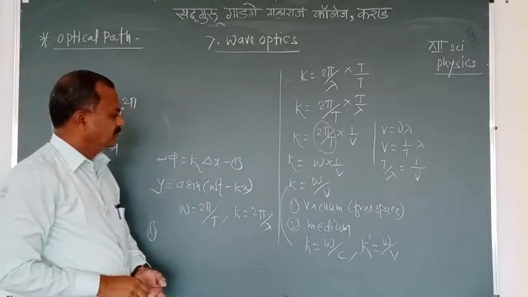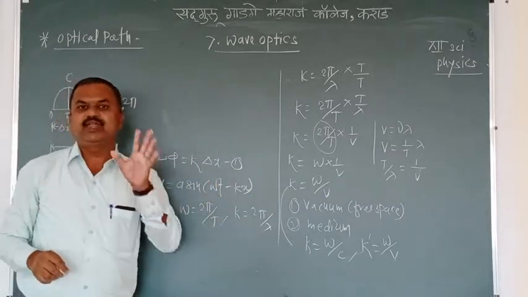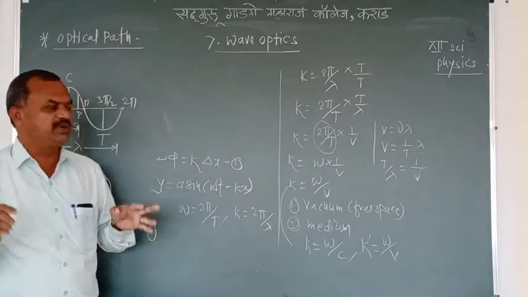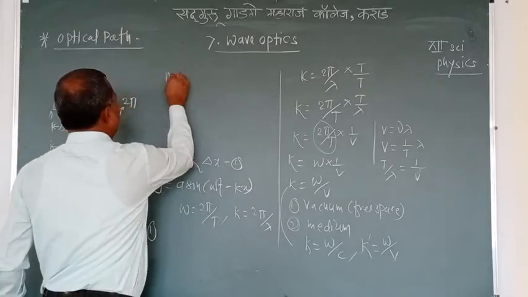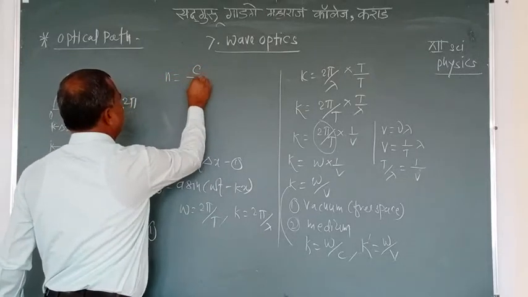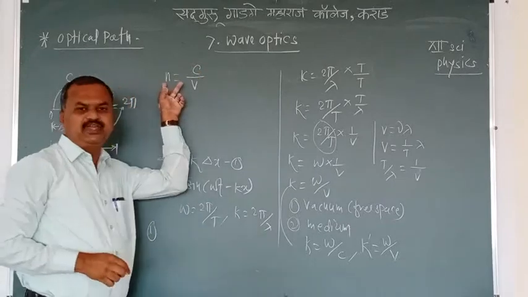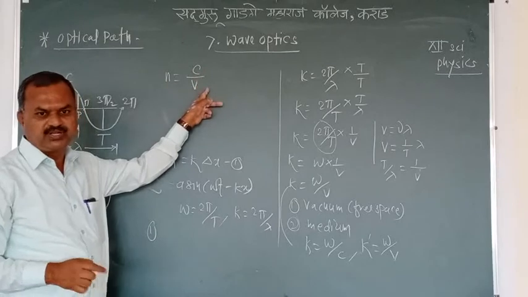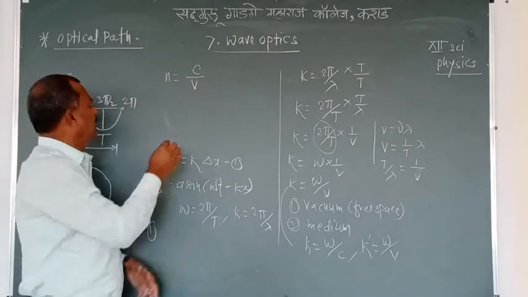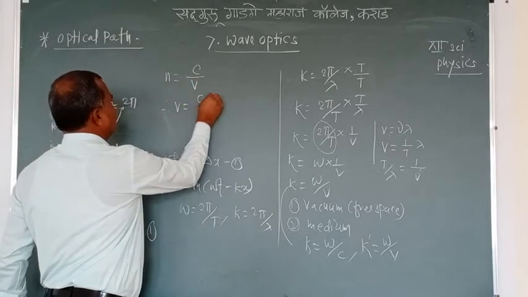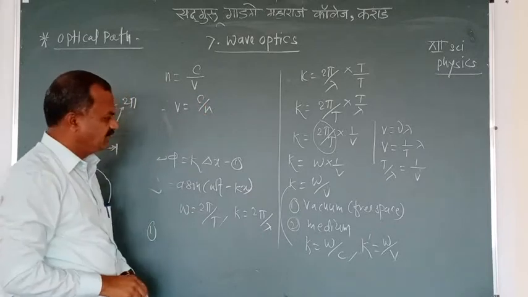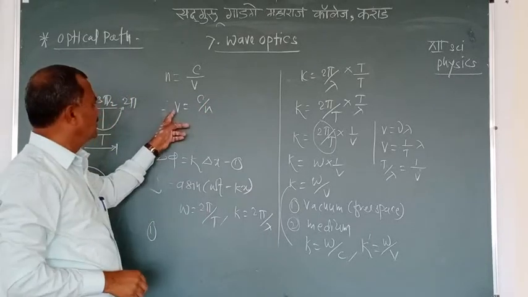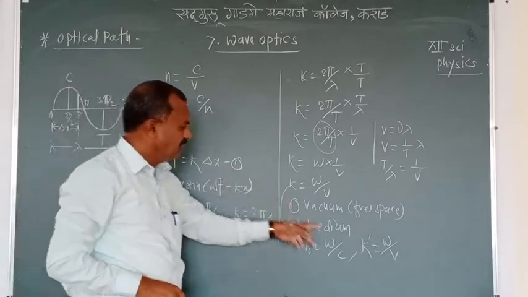Then we have the refractive index of any denser medium given by the formula n equal to c divided by v. Refractive index of a medium is equal to the ratio of speed of light in vacuum to speed of light in medium. Therefore, v is equal to c divided by n. Substitute that value of v in this formula.